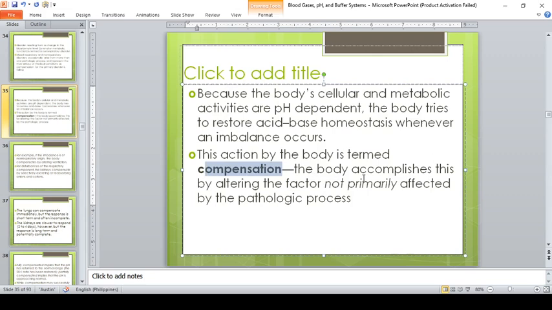The body accomplishes this by altering the factor not primarily affected by the pathologic process. That's why, guys, if the problem lies with the lungs, the kidneys will act as the compensatory organ. But if the problem lies with the kidney, the compensatory organ will be the lungs. So yun yung compensation na sinasabi ko kanina pa. That is the body's way to maintain the acid-base balance.